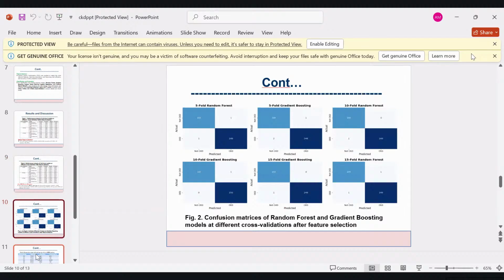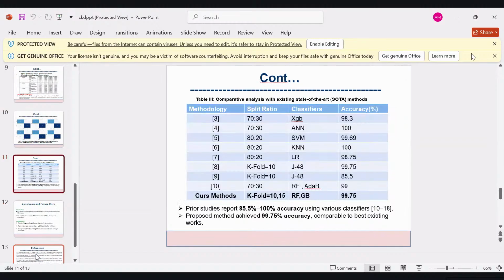And this is the confusion matrix here. 5-fold means you apply the data once and then repeat the study over that data. So this is 5-fold random forest and 5-fold gradient boosting, and then we have 10-fold, and then 15-fold. This is the confusion matrix of both random forest and gradient boosting models.